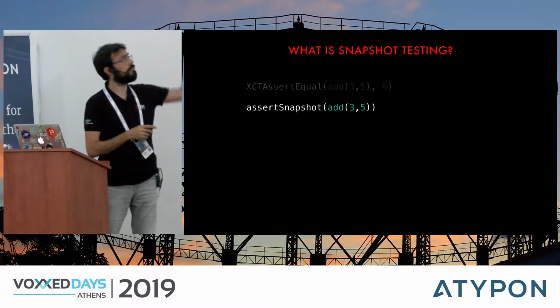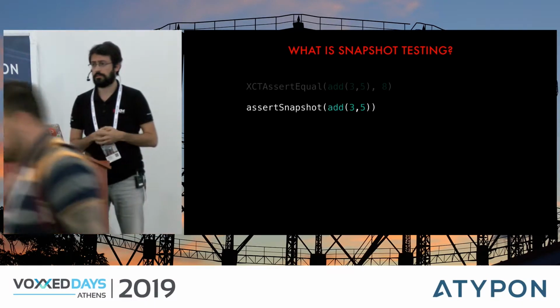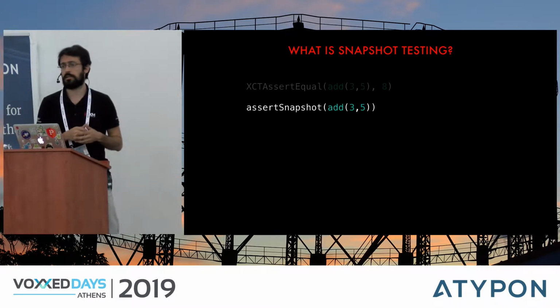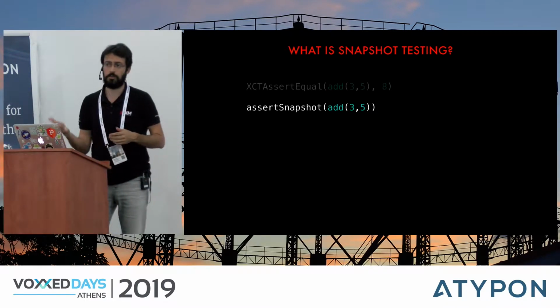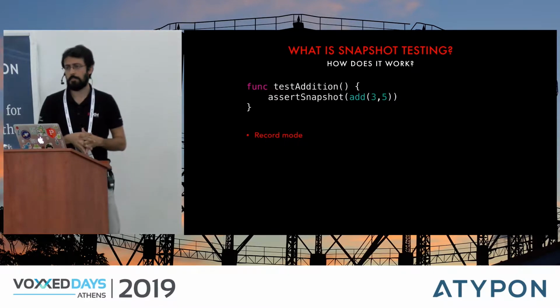But the equivalent snapshot test would look something like that. And the main difference, as you can see, is that there is no explicit expected output. But then how does it work?